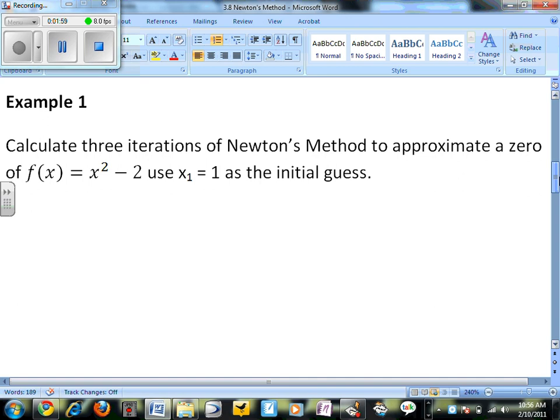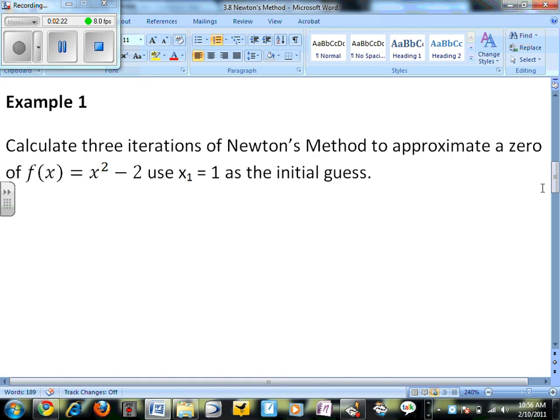So here we go. Now I'm going to show you on the calculator here, so try to stay with me. This says calculate 3 iterations. Every time we do that step, x sub n plus 1 equals x sub n minus the function over the derivative of the function. Every time we do that step, it's called an iteration.